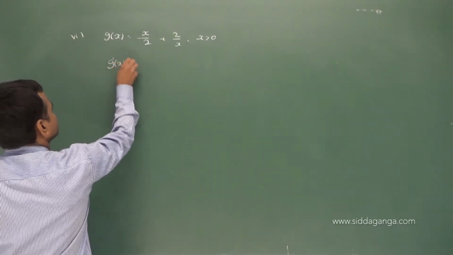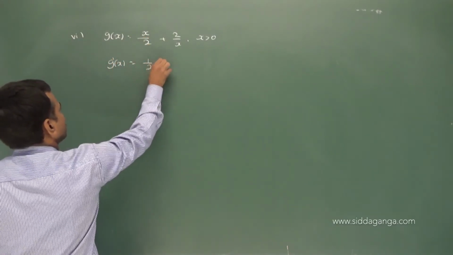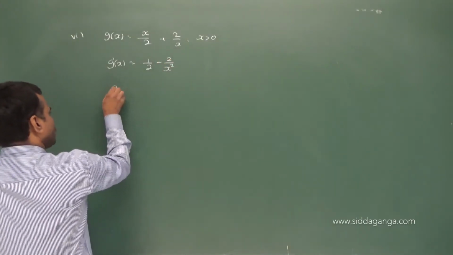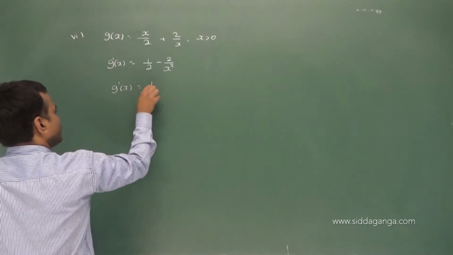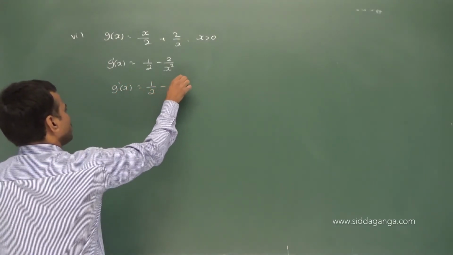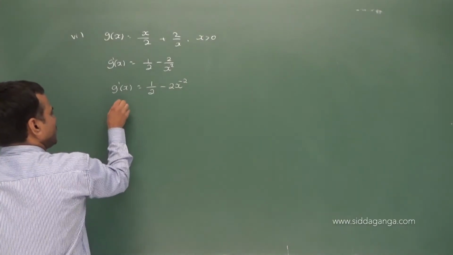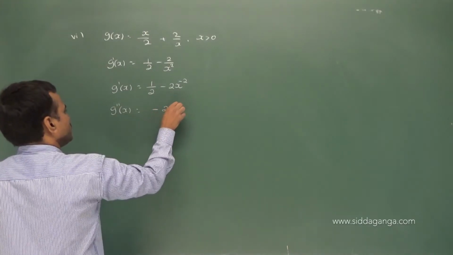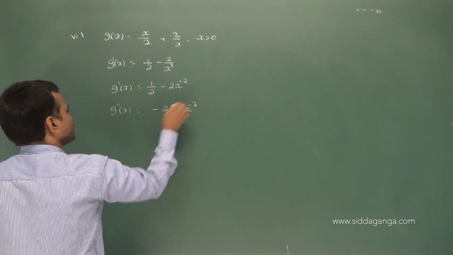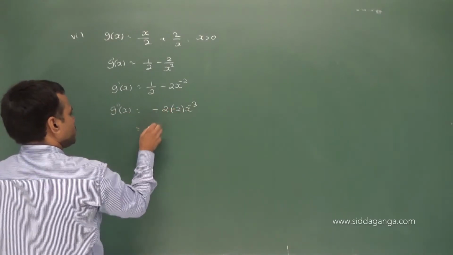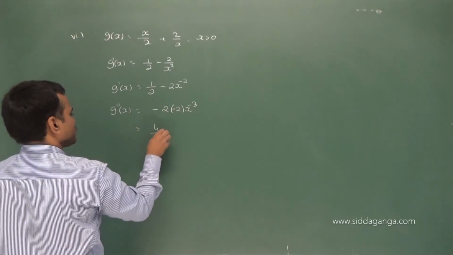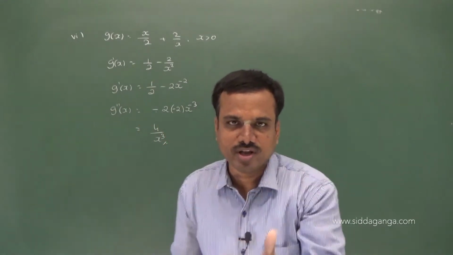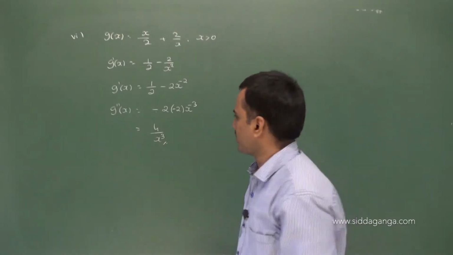g dash of x is 1 by 2 minus 2 by x square. Correct? g dash of x, we write like this: 1 by 2 minus 2 into x to the power minus 2. g double dash of x: the derivative of 1 by 2 is 0, minus 2 into x to the power minus 3. Derivative of a constant is 0. Minus into minus is plus 4 by x cube, because I shifted it to the denominator. It becomes 4 by x cube.